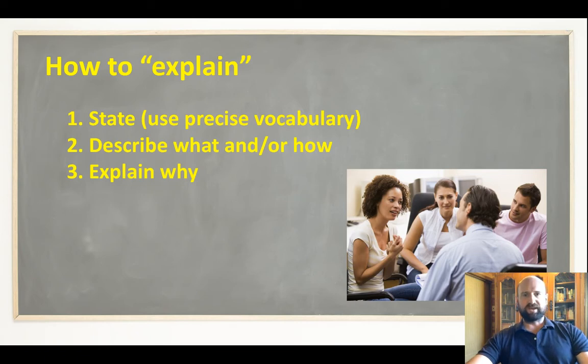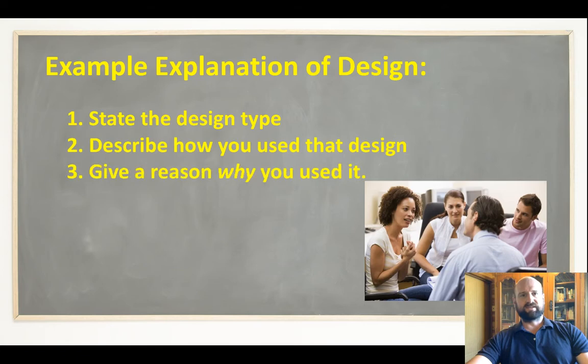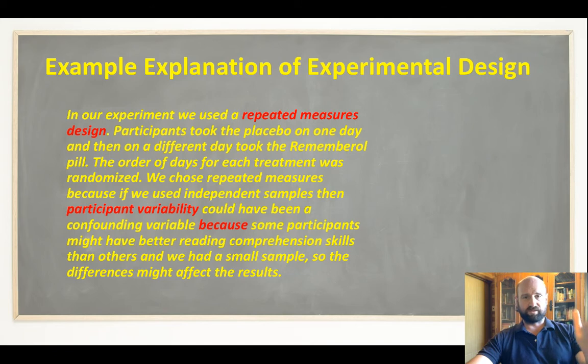And so to explain, right, they have to state, use a precise vocabulary. Like, what was it they did? Right, and then how did they do it, and why did they do it? Okay, and then so if we explain the design, they have to state the design type, use a specific vocabulary, right, how they used it, and then why. And then here's an example, right, so we state repeated measures, we describe how we did that, then we talk about why, using the vocabulary to control for participant variability, because, and here is my reason.